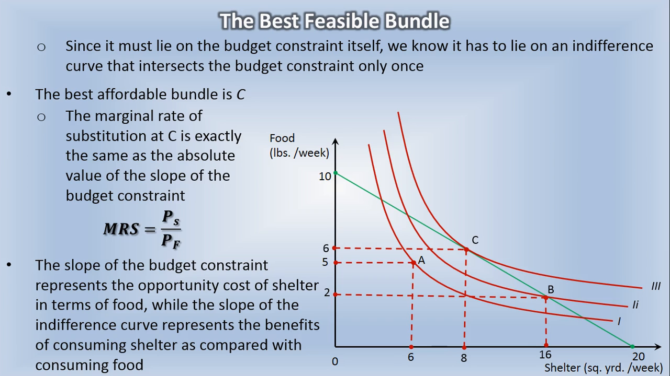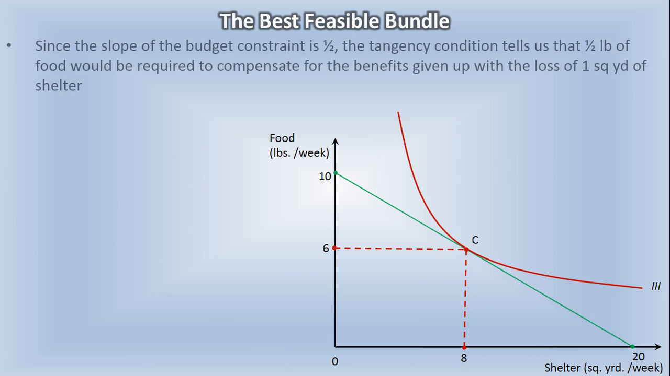The slope of the budget constraint is the trade-off she's being forced to make by the market. So there are two trade-offs that are meeting, and at this point they are equivalent. At that point the trade-offs are equivalent, and it's the best that she can possibly do. Since the slope of the budget constraint is 1/2, the tangency condition tells us that half a pound of food would be required to compensate for the benefit given up from the loss of 1 square yard of shelter. So just in terms of the budget constraint, the 1/2 tells us that 1 unit of shelter has an opportunity cost of half a unit of food.